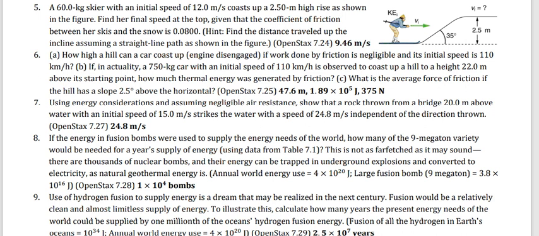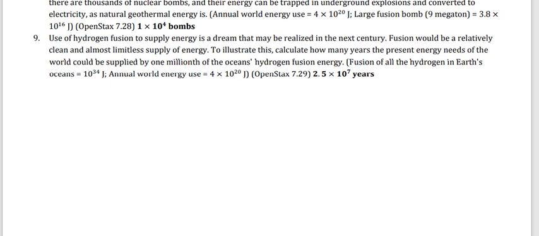So we learned that this skier has an initial speed of 12 meters per second, goes up to 2.5 meters. There's an angle to the hill. There's a coefficient of friction between the skis and the snow. And we want to know how fast the skier will be going when they get to the top of the hill. A good question, but a tough question. So how do we get started?